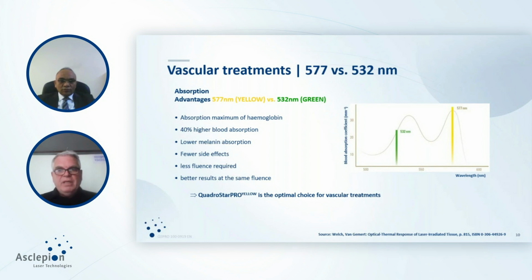And I think Professor Essam will also mention this again: compared to 532, the 577 has much better absorption in the blood. That means we have even 40% more absorption. We have lower melanin absorption. We have fewer side effects, less fluence required.